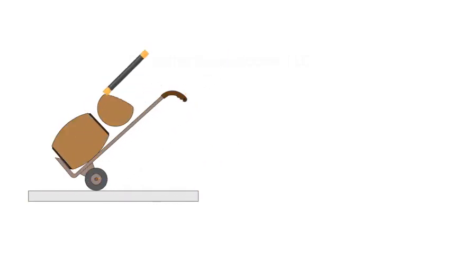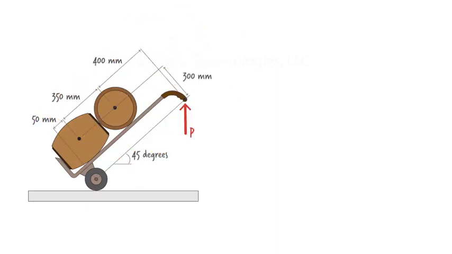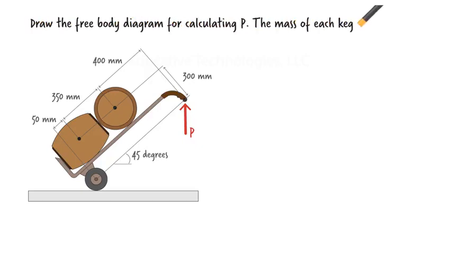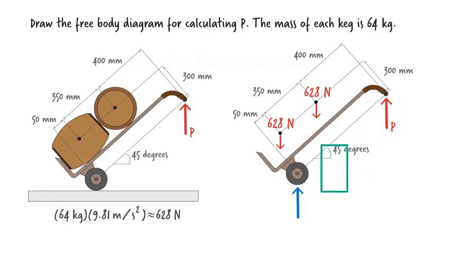In this problem, we have two kegs resting on a hand truck. Each keg has a mass of 64 kilograms. We want to determine the vertical force that one needs to apply to the handle of the truck in order to keep the assembly in the state of static equilibrium. What does the free body diagram of the system look like? First, let's calculate the weight that each keg exerts on the truck. Assuming that the weight acts at the center of gravity of the keg, we can replace each object with a vertical force, like this. Besides the unknown force P, there is one other force in play here, the reaction force at the base of the wheel. We label it R.